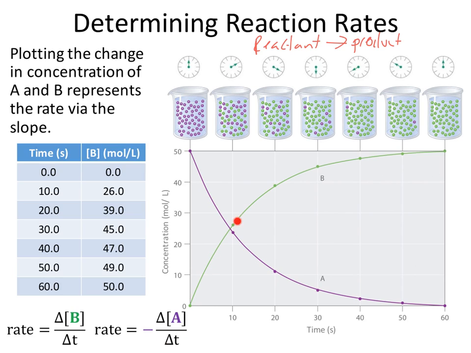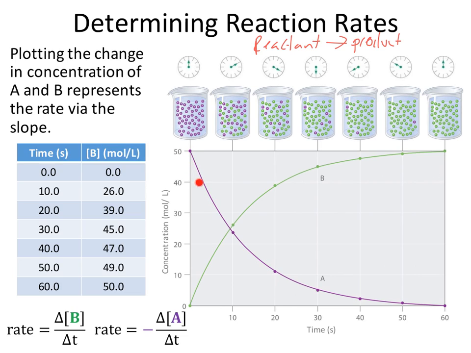Now what you can see here is something very interesting. The purple is once again the rate of reaction for the disappearance of A, and the green is the rate of reaction for the appearance of B. So remember that purple is our reactant, green is our product. What you can see here is something very, very interesting.